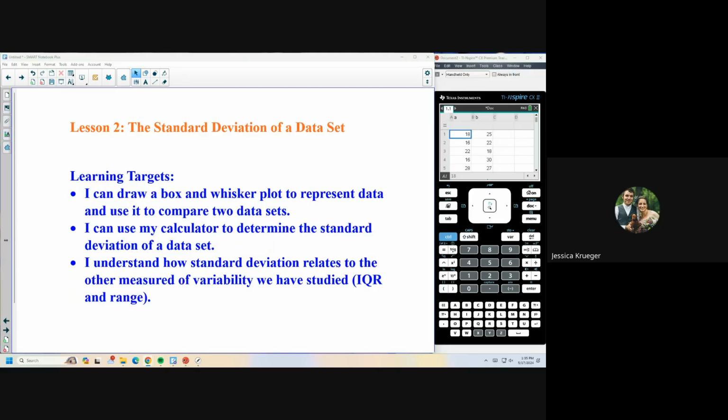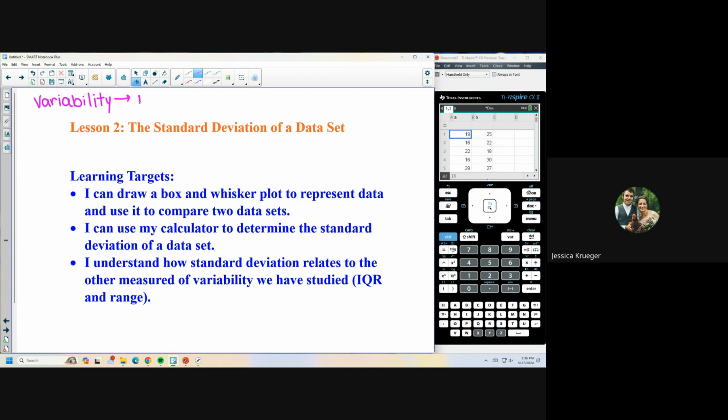This is the video for lesson 2, where we're going to learn about another measure of variability called the standard deviation of a data set. One thing I want to point out to you is when we're talking about variability, how spread out our data is.